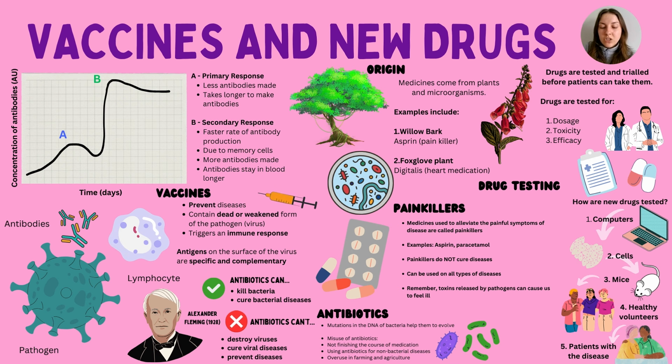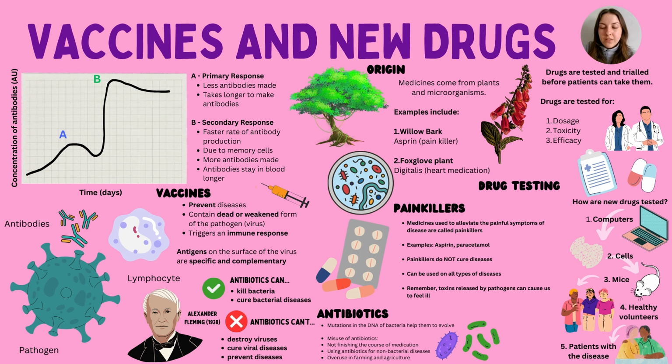It's an injectable substance that contains a dead or weakened form of the pathogen or virus, and it triggers an immune response by getting the body to produce specific antibodies to the particular pathogen. You need to be aware of the graph. Just to clarify, an antibody is a protein that's produced by a white blood cell, specifically the lymphocyte, and an antigen is a protein found on the surface of the pathogen. The antibody is complementary in shape to the antigen on the pathogen.